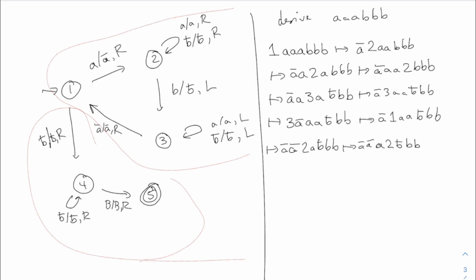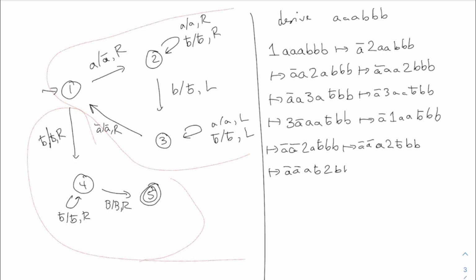And now 2 looking at B bar. Again, that's a looped edge on the diagram, so I keep it as a B bar, keep it as a 2, move it to the right. So now A, 2, B bar, B. Oh, sorry, I messed it up.